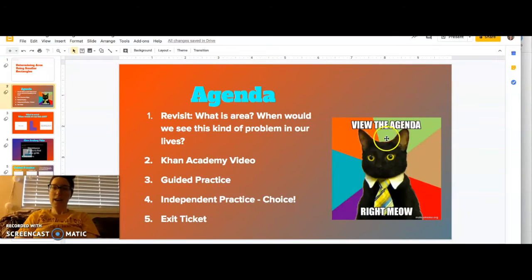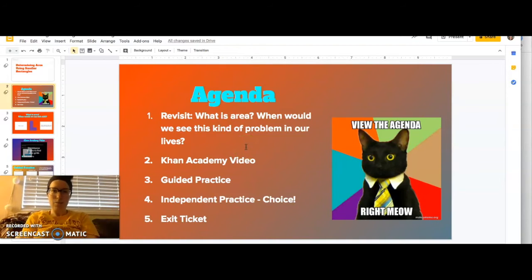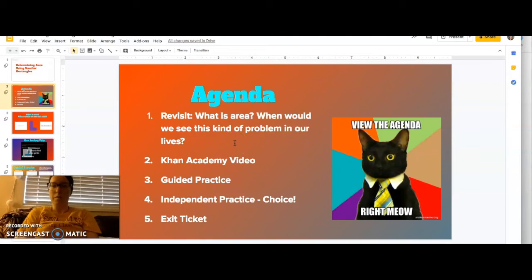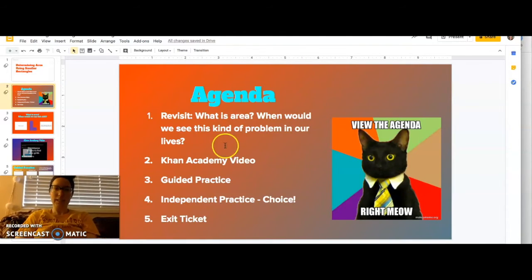On our agenda today, our cat friend says, view the agenda, write meow. So let's get to it. We're going to revisit what's area and when would we see this kind of problem in our lives, right? It's important to know why we're doing this math, not just doing math for the sake of doing math. Then we'll watch a Khan Academy video. We will do a guided practice problem. You'll do independent practice. You'll have a choice of activities today. How fun. And you'll do your exit ticket and you'll be done.